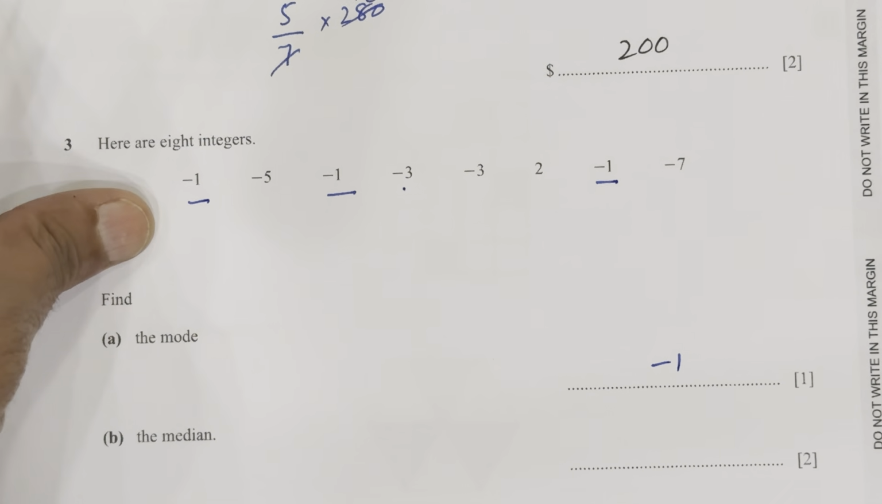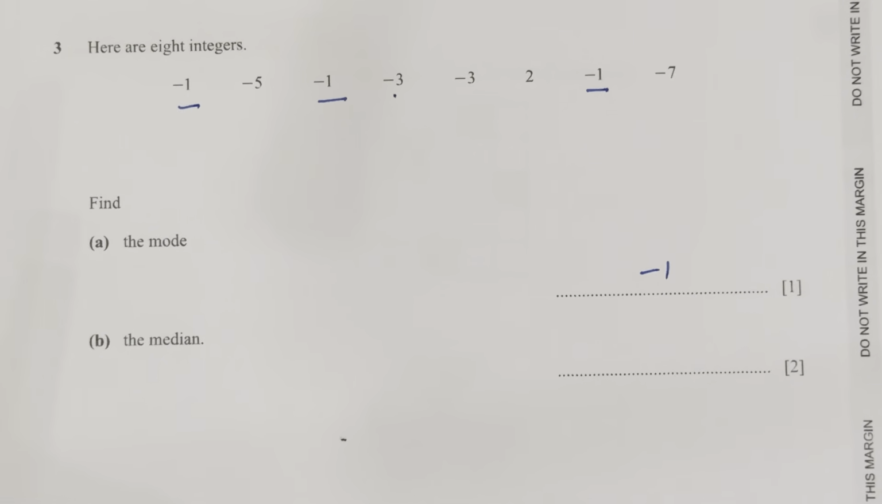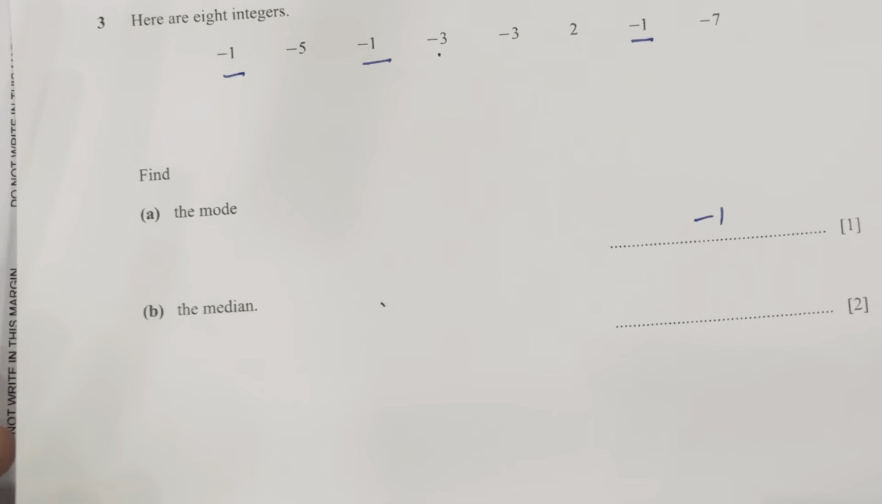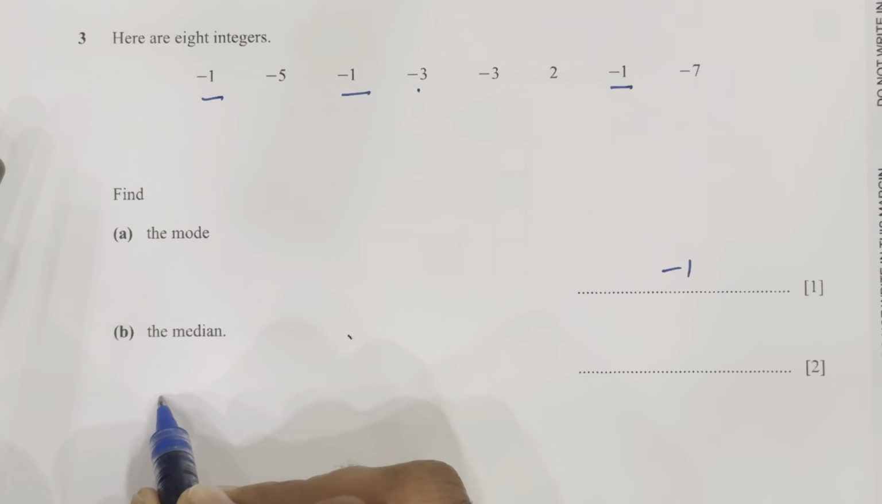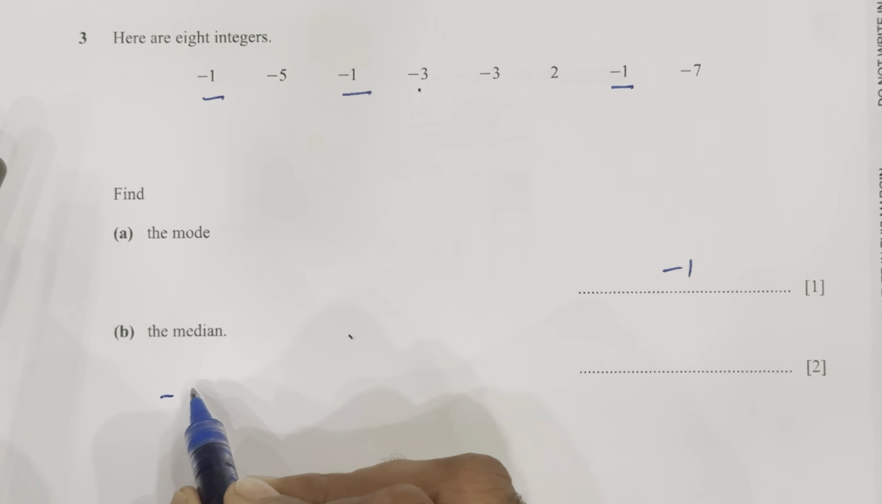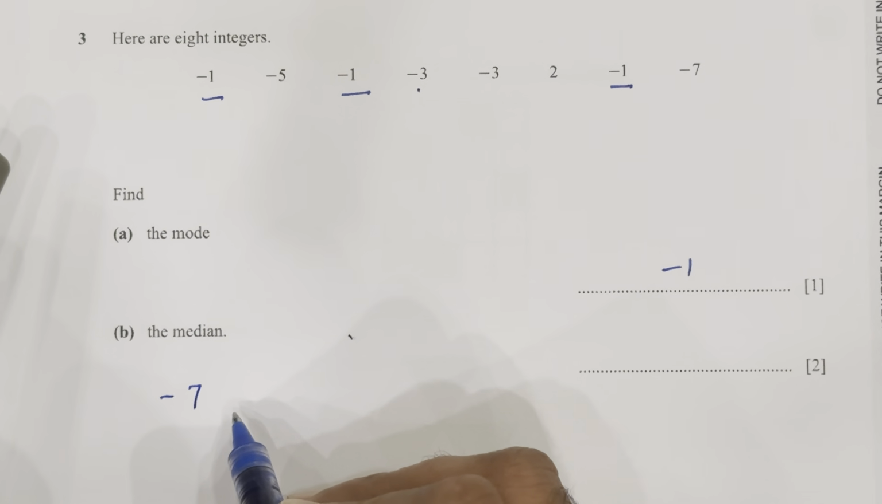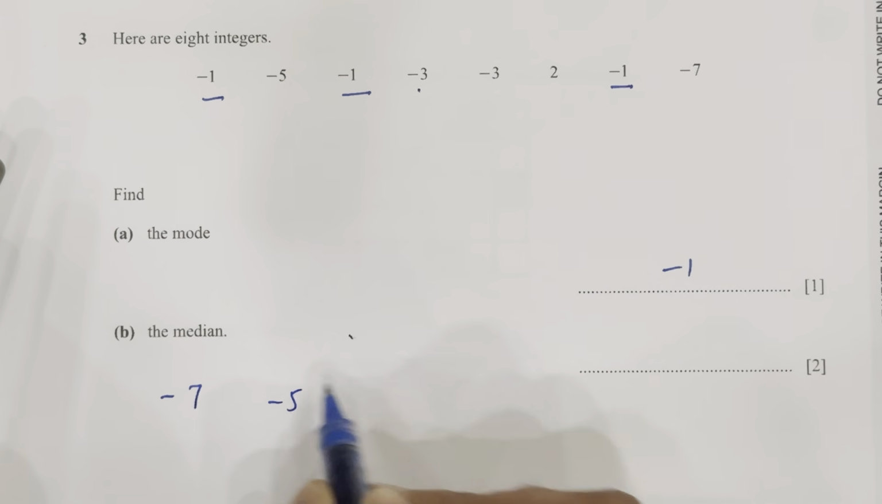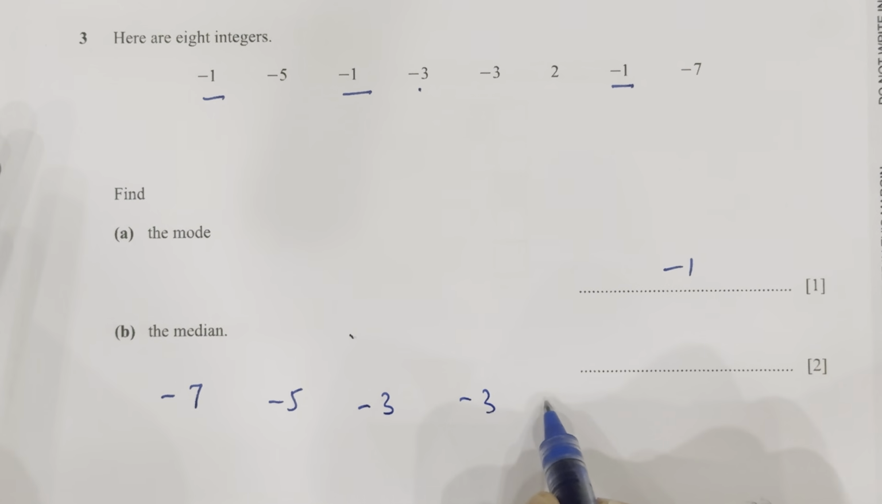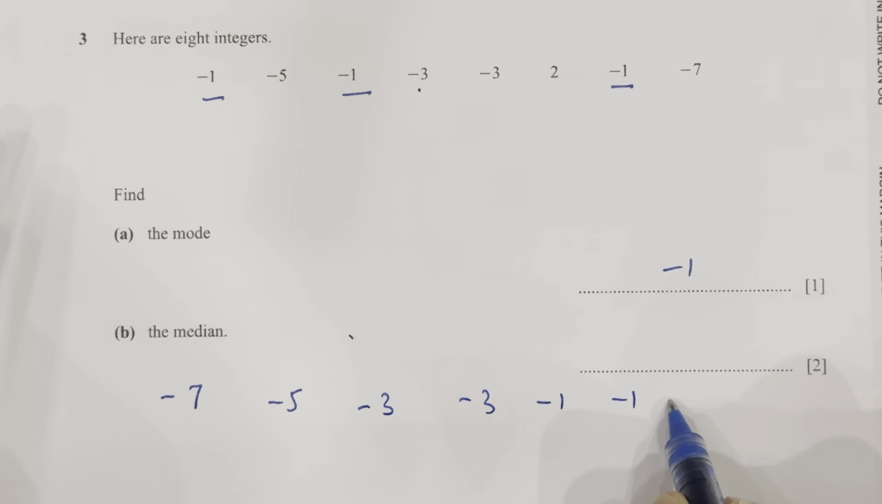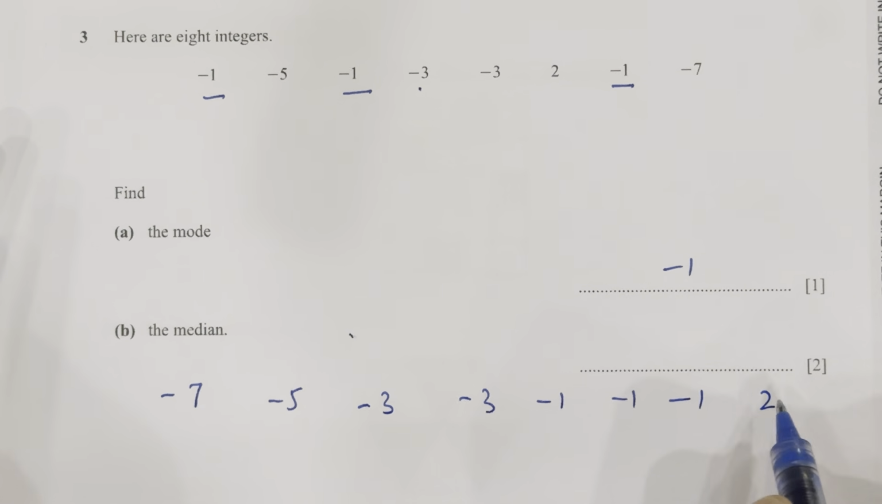Part b is find the median. For the median we have to arrange the values in either ascending or descending order. So I am arranging from smallest to biggest. It is -7, which means ascending order, then -5, then -3, another -3, -1, -1, -1 and 2.